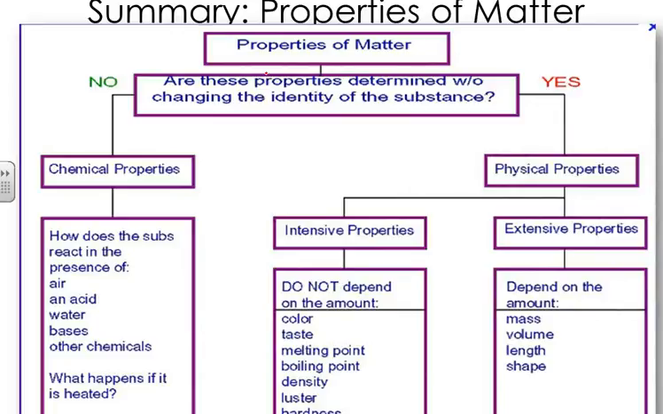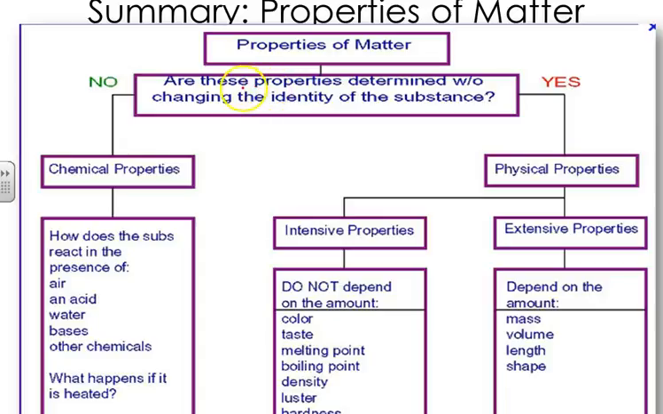So as we summarize the properties of matter, we can separate them by asking the question, are the properties that we're looking at determined without changing the identity of the substance? If the answer to the question is yes, then we have physical properties. Physical properties can be either intensive or extensive properties. Intensive do not depend on how much we have. Here are some examples of intensive properties. Extensive properties do depend on the amount, and here are some examples of extensive.